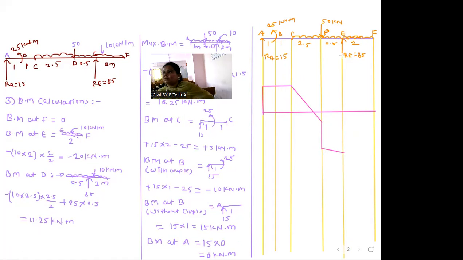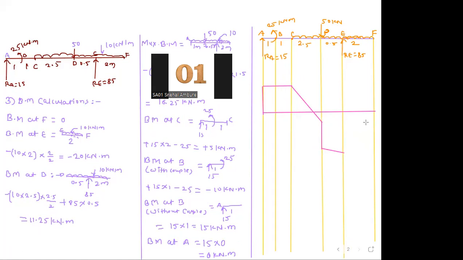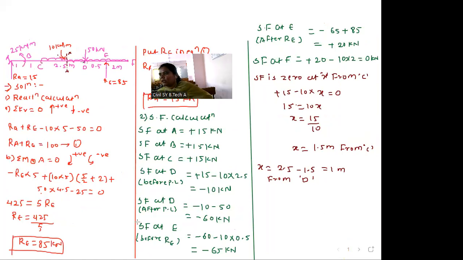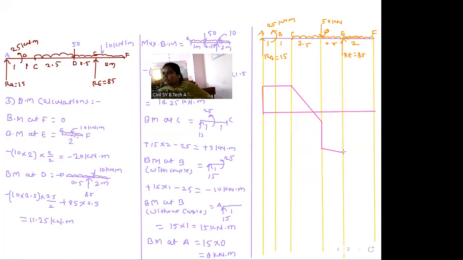Shear force at F is equal to how much? 0. But before that, we have calculated one point. Shear force at E before RE is minus 65 and after RE is plus 20. That means the diagram suddenly goes above, and this is plus 20. So above this, 50. After that, shear force at F is equal to 0. So it will close like this.